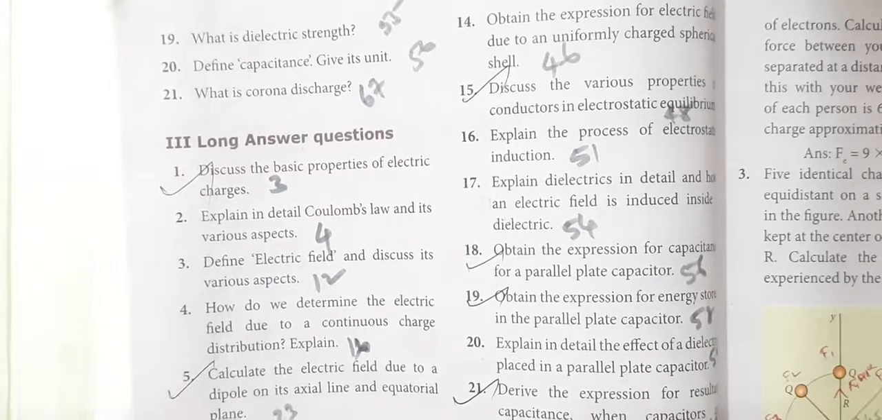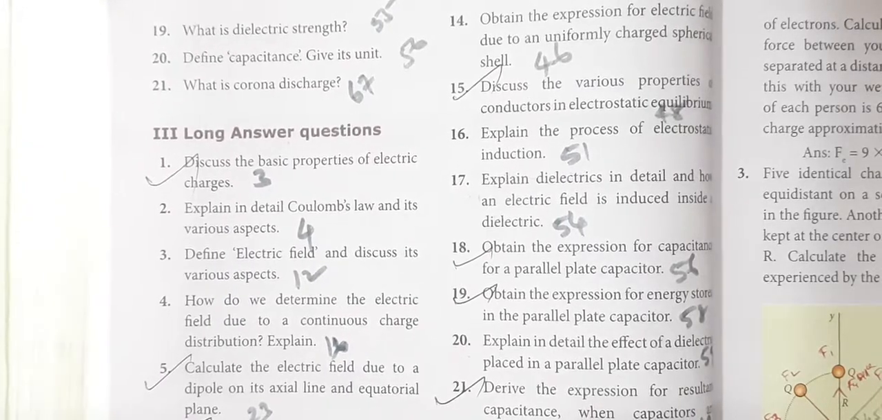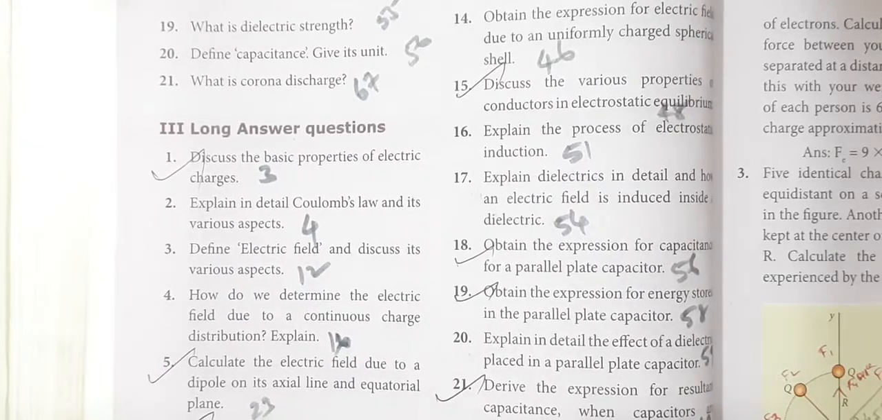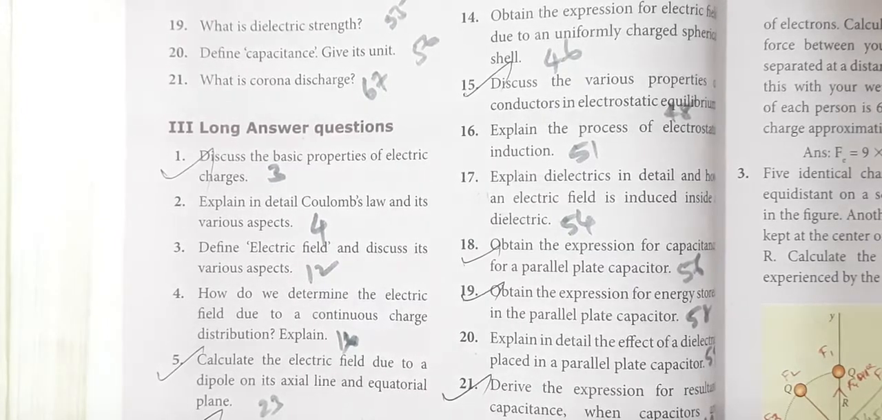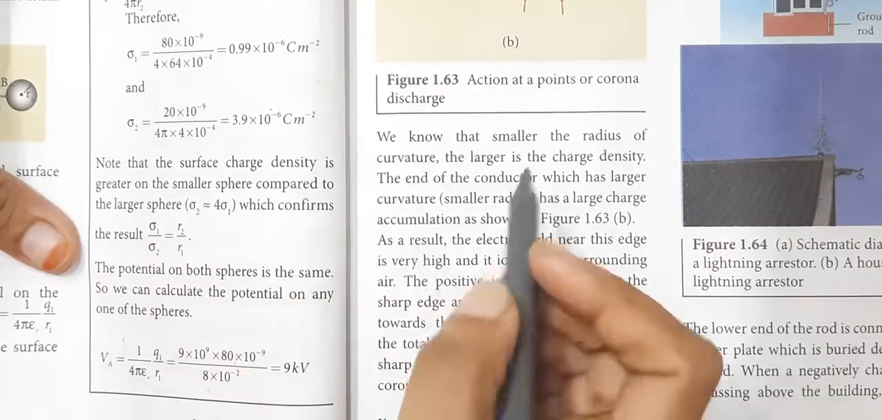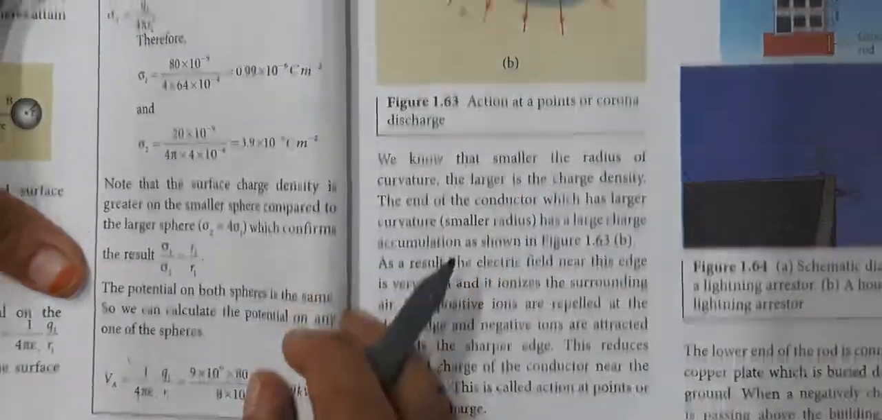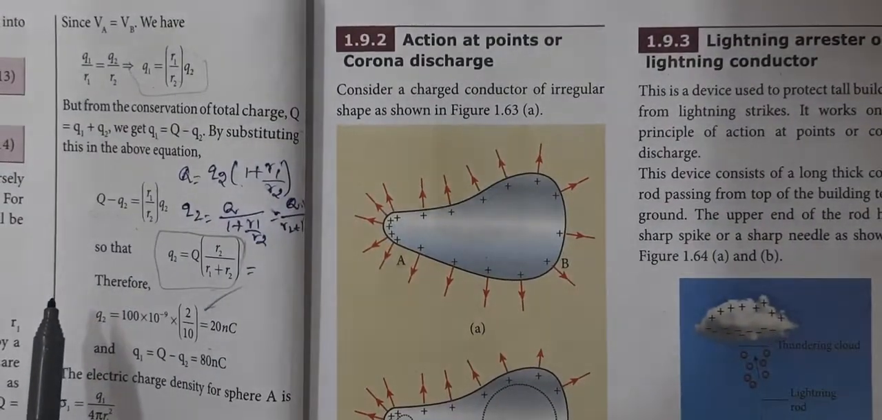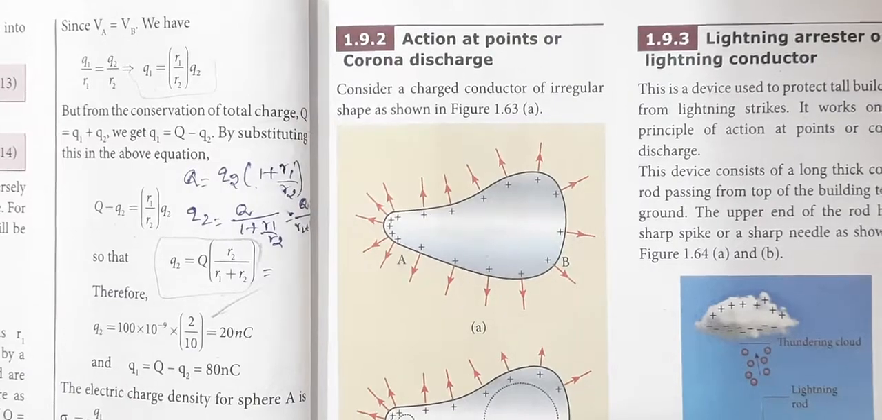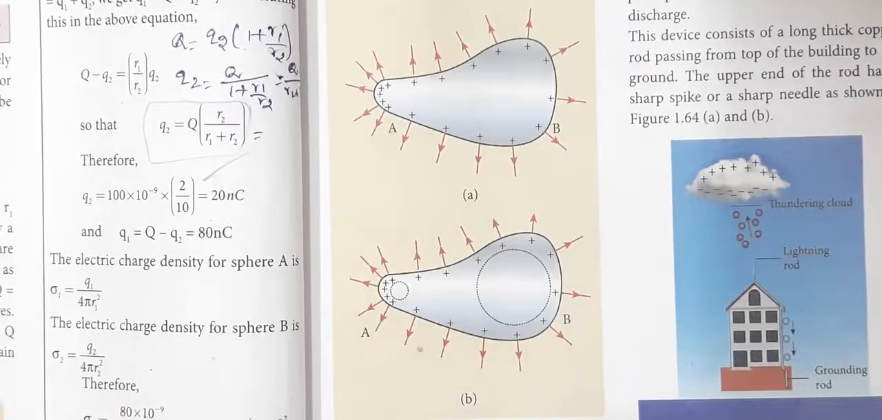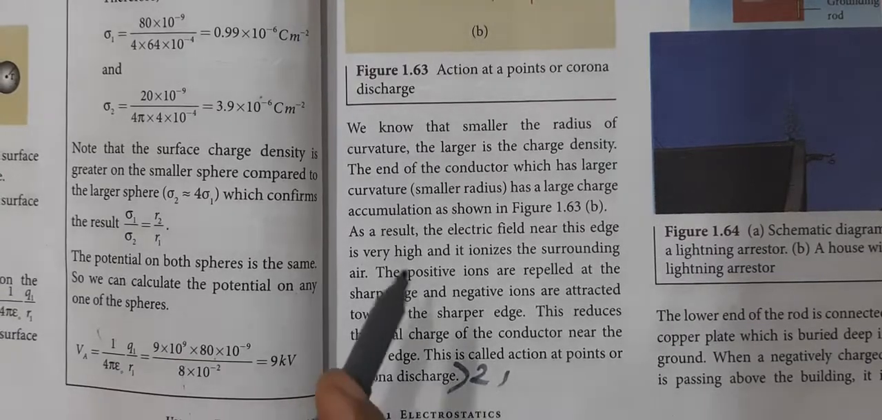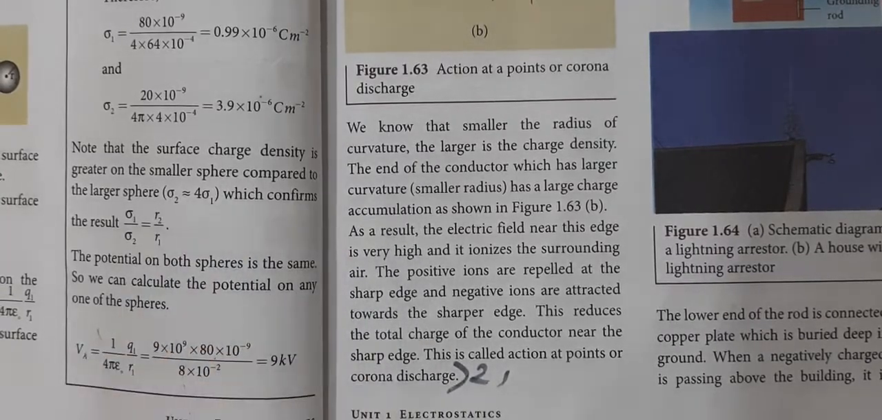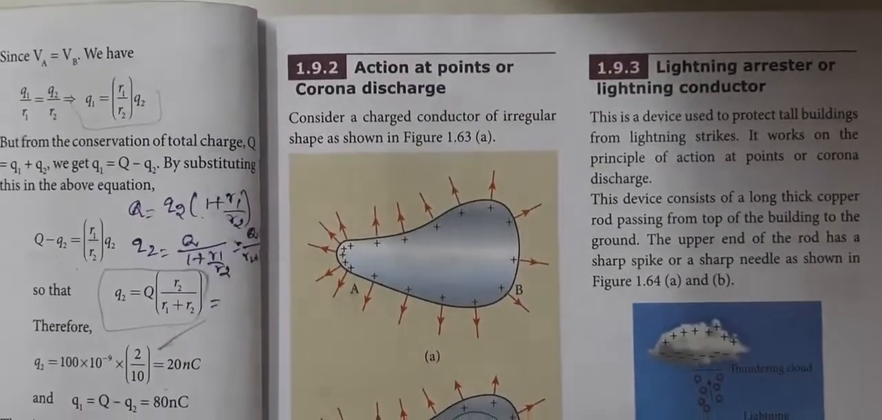Next, question number 21. What is corona discharge? I have already given the short definition. Otherwise, you can write the page number 67 answer. So here, from 'smaller the radius', or you can write this one from here. What is corona discharge? Consider an irregular shape of conductor. Otherwise, till this you have to write for 21. Okay, you have to explain from here to here.